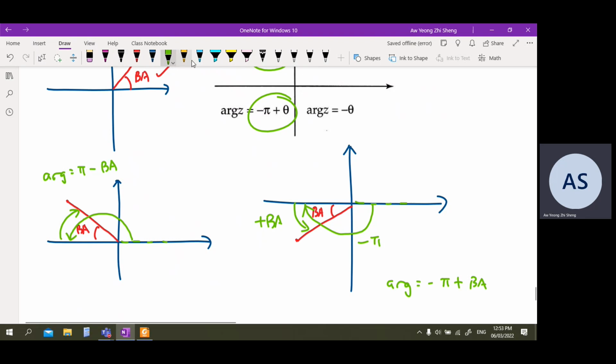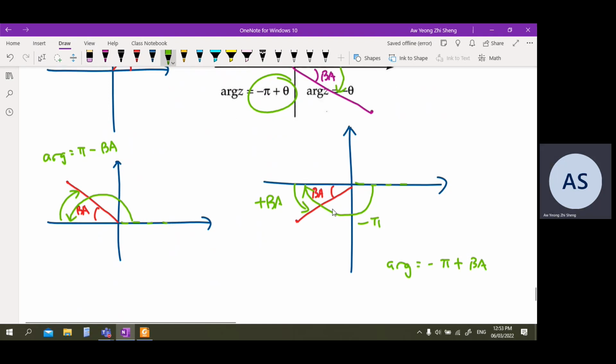Finally, if your point is in quadrant 4, then the basic angle will be here. So you just take the negative of the basic angle as the argument.